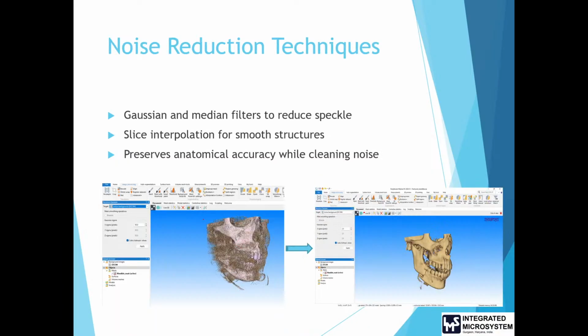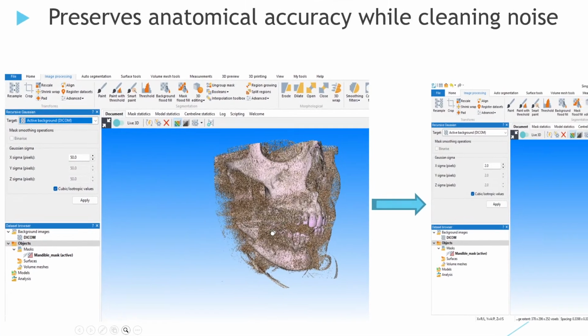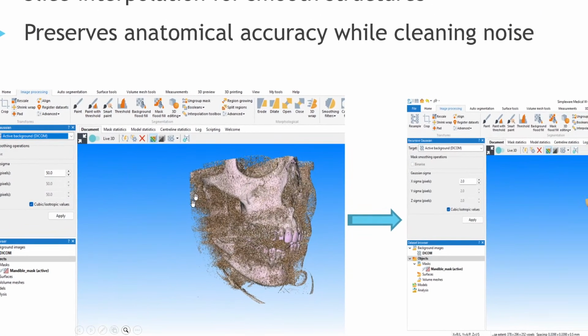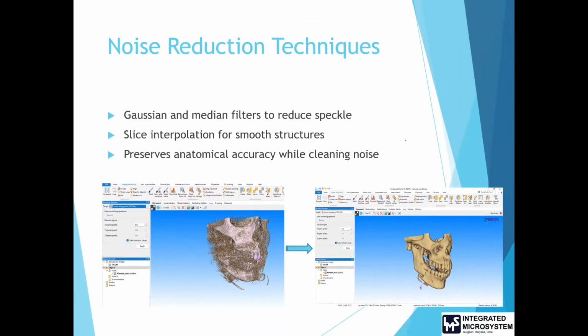Then comes one of the most important tricks or techniques that we can use while doing image segmentation. For example, this data had a lot of noise. It was a CBCT data set that we had worked on, and it had a lot of noise present. So what we had done is gone to a smoothing filter option. Here we have the smoothing filter.